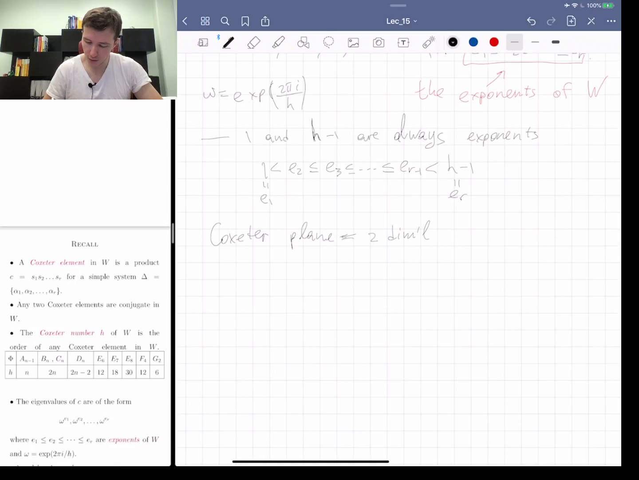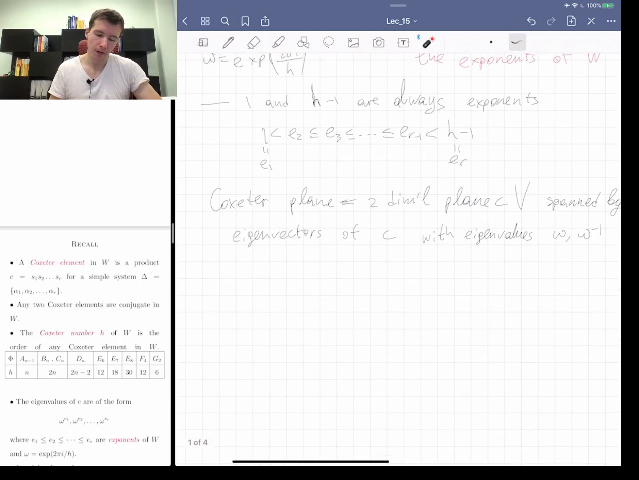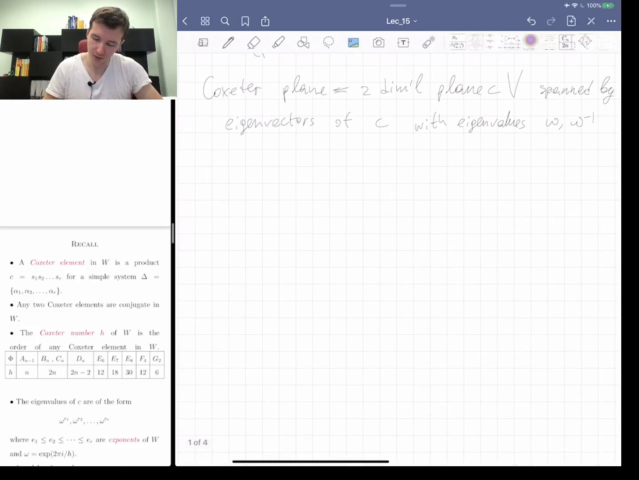The Coxeter plane is the two-dimensional plane inside V spanned, and it's going to depend on the choice of the Coxeter element, by the eigenvectors of a given Coxeter element with eigenvalues omega and omega inverse, because if you take omega and raise it to the power of h minus 1, that's just going to be omega inverse. All right, now I guess I can show you the picture again.